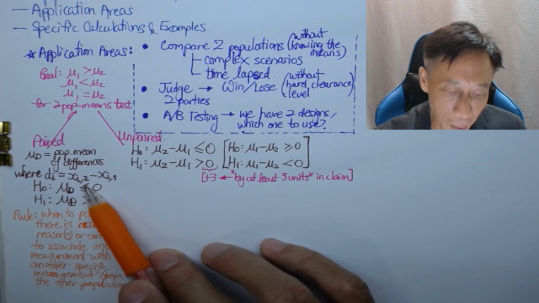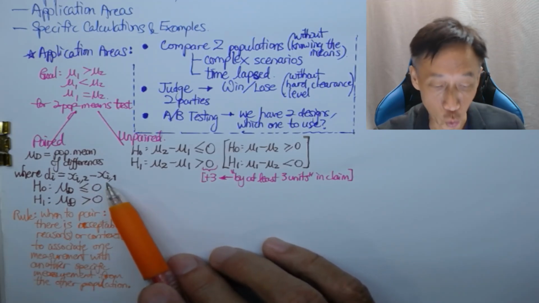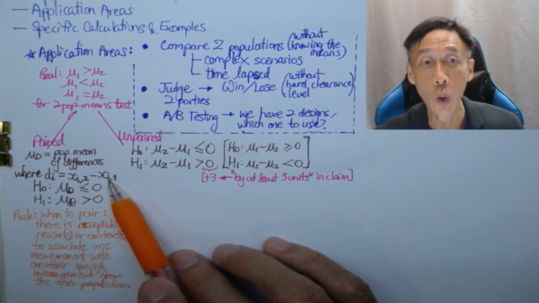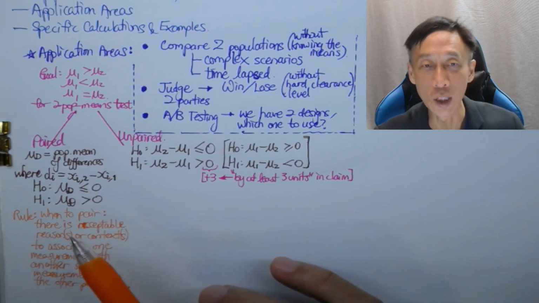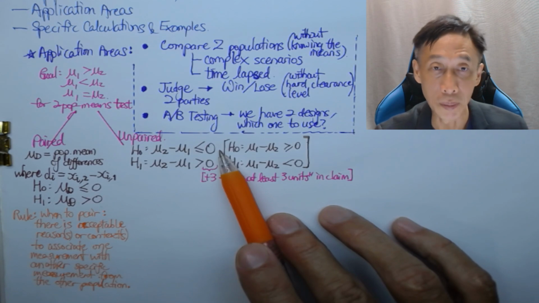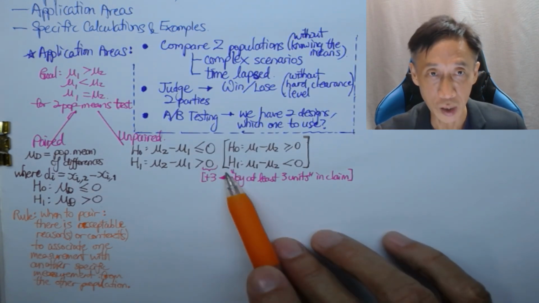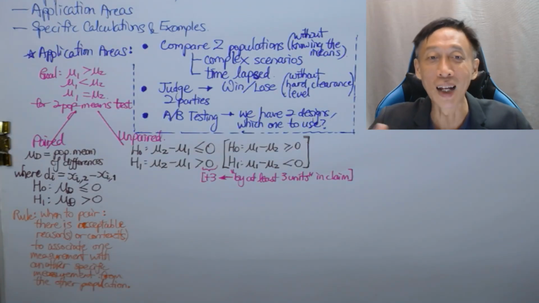Because if you're performing a paired test, you cannot know one piece only. Cannot. You have to get both. So the sample size for 1 and 2 will always be the same. But for unpaired tests, the sample sizes may be different. Can be the same, can also be different. So in that sense, it's more flexible.